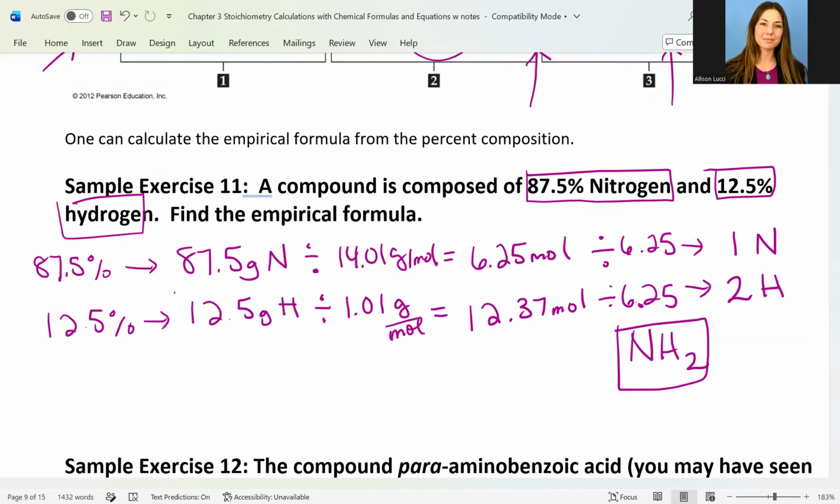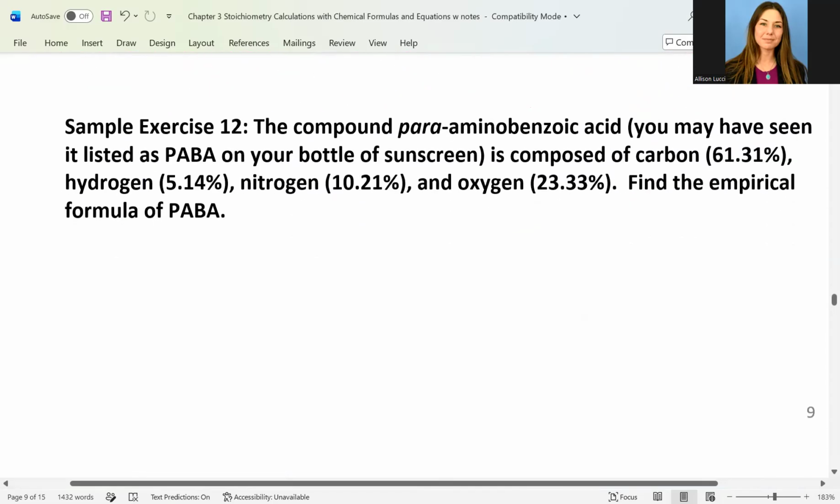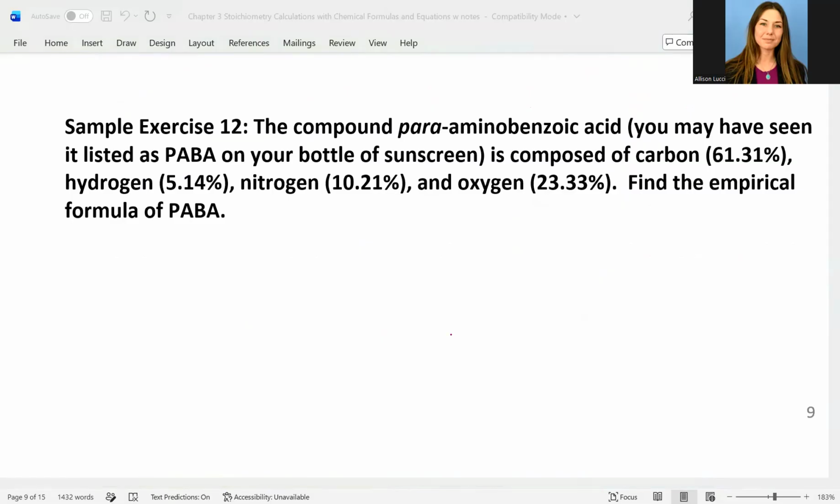So we can do something similar if we're given multiple mass percent. So let's look at this question here, sample exercise 12, where we're given the compound para-amino benzoic acid, abbreviated to PABA here, which may be in a bottle of sunscreen because it is a UV protectant. And this material, PABA, is 61.31% carbon. So we'll just say that's 61.31 grams of carbon.